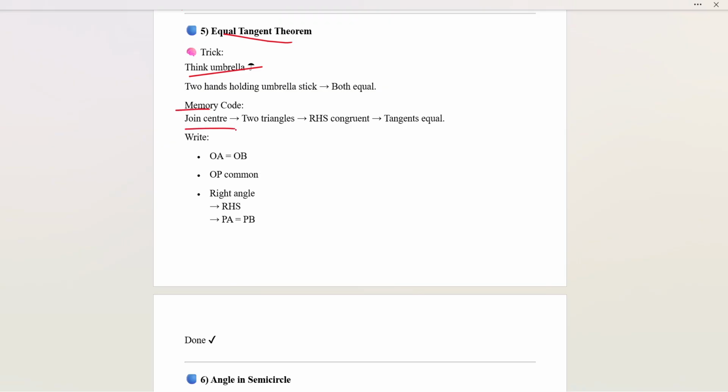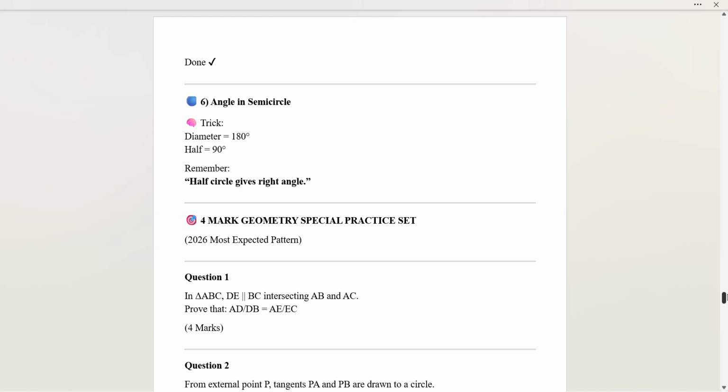So the memory code is: join the center, two triangles, RHS congruent and tangents equal. Okay, that's the memory code. So here write OA is equal to OB, OP common and right angle, RHS. So PA is equal to PB. So after that it is done.